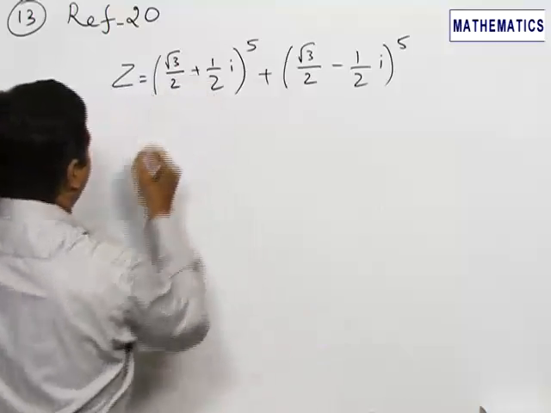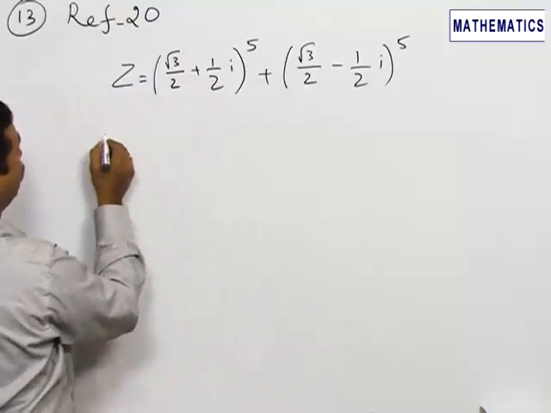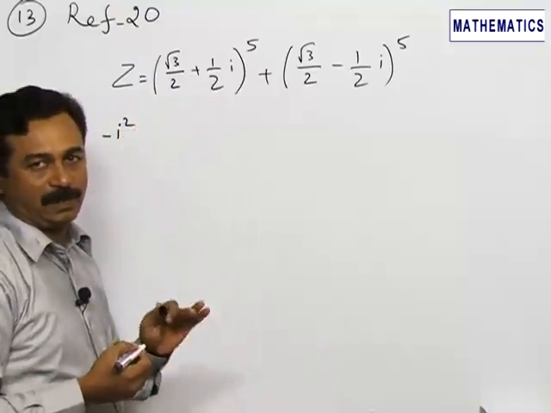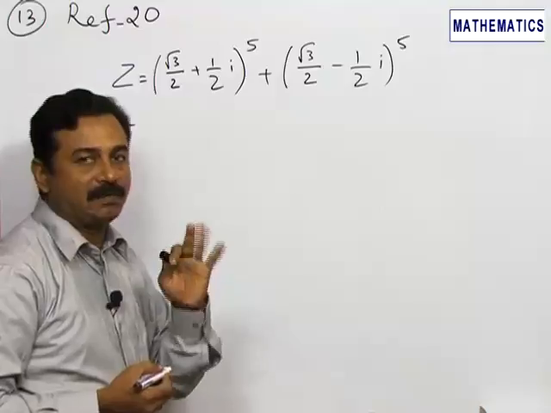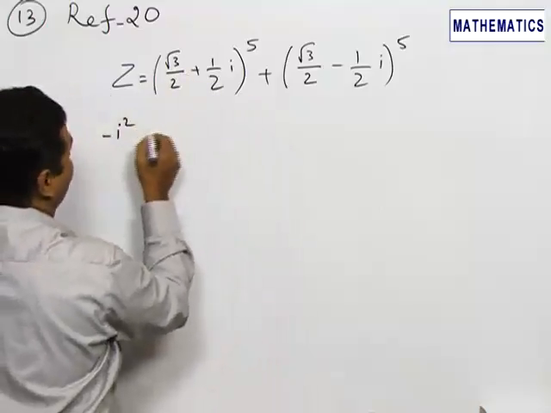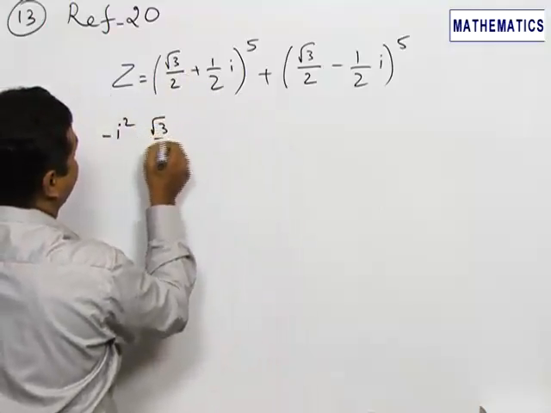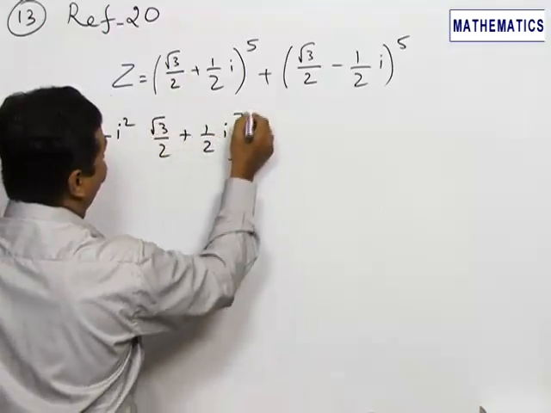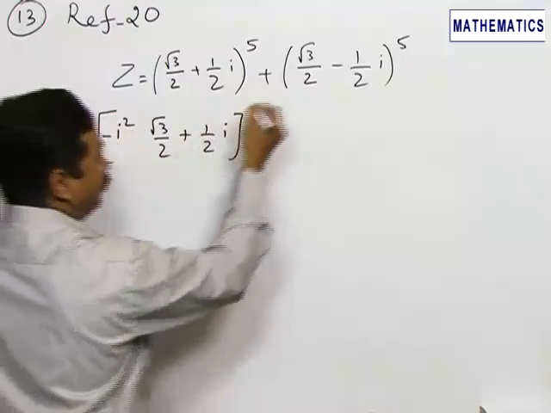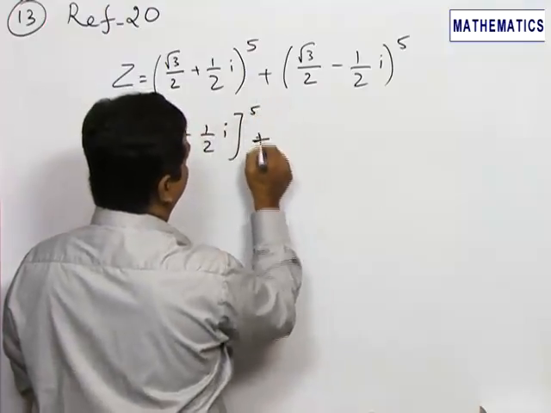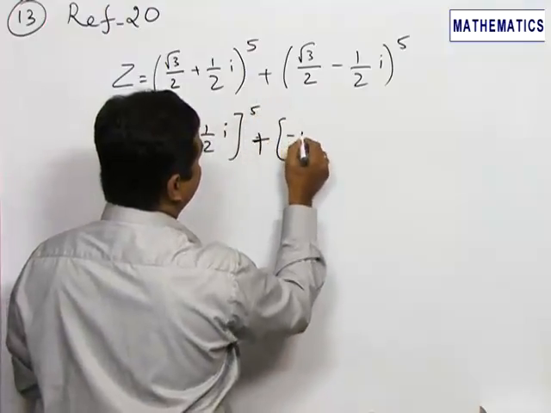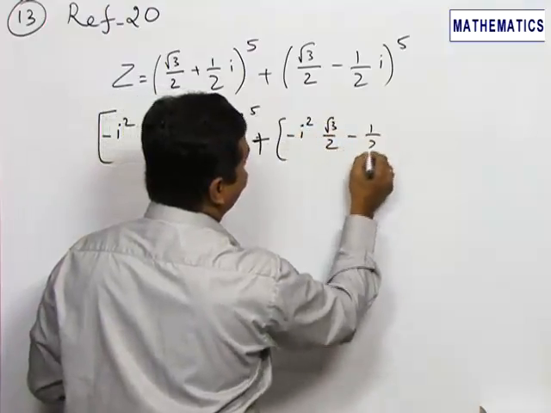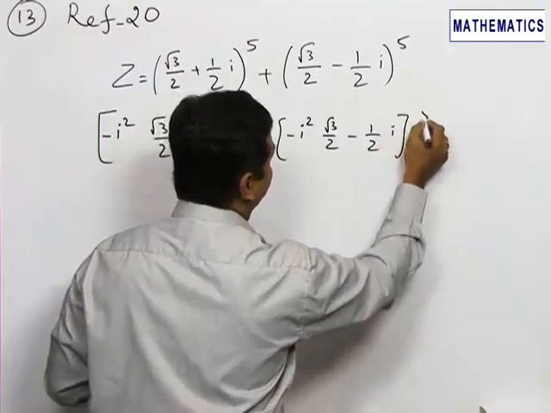So what we can do is multiply by minus of i squared. i square is minus 1, so minus of minus is plus 1. So 1 can be split as minus i square. This quantity is multiplied over here with (root 3 by 2 plus 1 by 2 i) to the whole power 5. A similar quantity is also multiplied over here, that is minus i square into (root 3 by 2 minus 1 by 2 i) to the whole power 5.